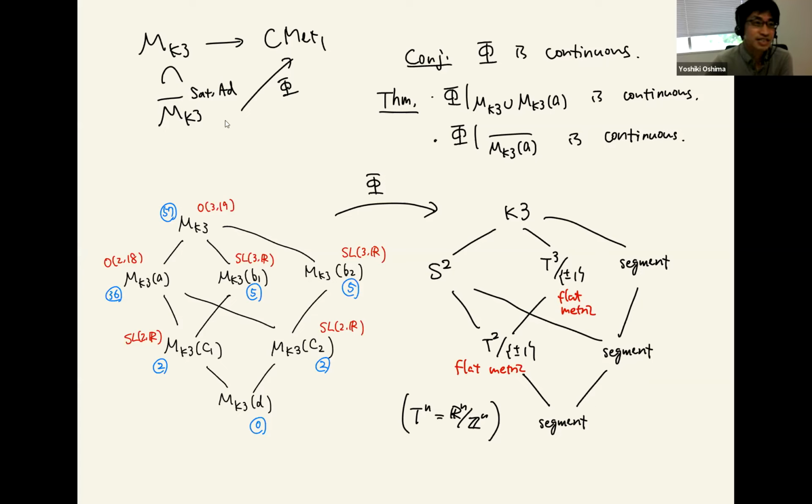And our conjecture is that this phi is continuous. This conjecture we have also partially proved. The union of MK3 and MK3A is continuous, and also the closure of this one. These edges indicate the closure relations. So the closure of MK3A is a union of these 4 strata, and this is continuous. The proof is similar to the algebraic case.